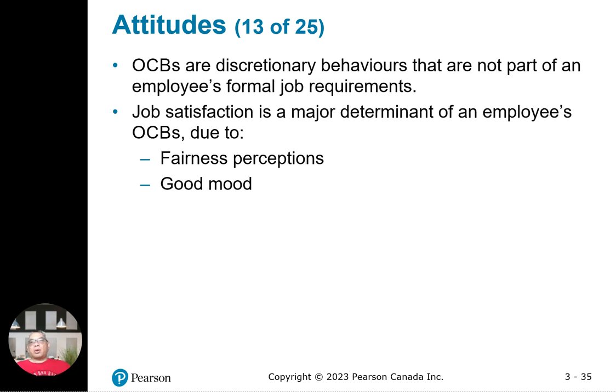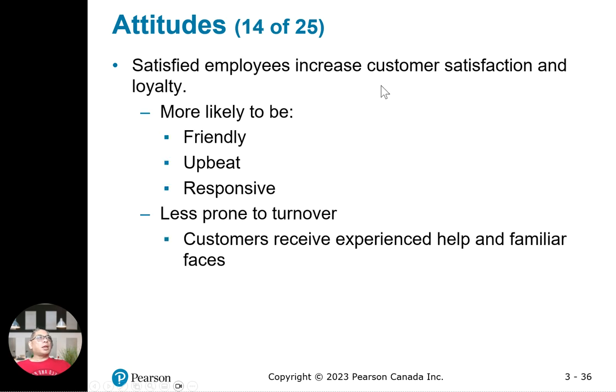Attitudes. OCBs are discretionary behaviors that are not part of an employee's formal job requirements. Job satisfaction is a major predictor of an employee's OCB due to fairness perceptions and good mood. Satisfied employees increase customer satisfaction; they are more likely to be friendly, upbeat, and responsive, and this leads to lower turnover. So if you have a good, happy employee, you are more likely to have less turnover. Customers receive experienced help and become familiar with faces.